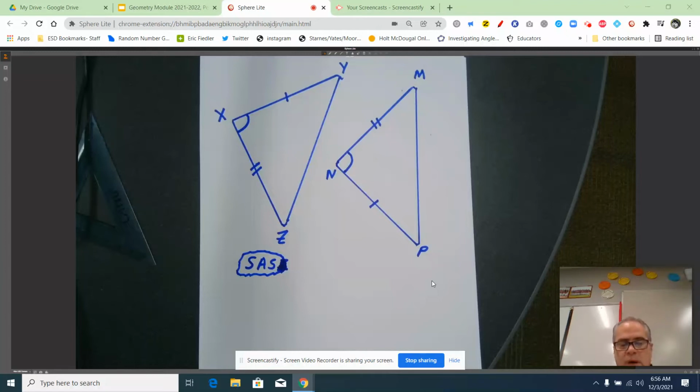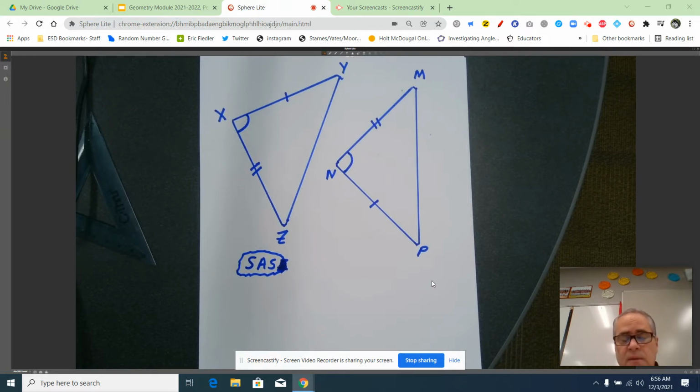Video number 2 on being able to show that triangles are congruent. And again, when you say triangles are congruent, you're saying they have the same size, same shape. You're saying that all three angles of each triangle have a corresponding and congruent angle, and all three sides have a corresponding and congruent side, for a total of 6 different things.